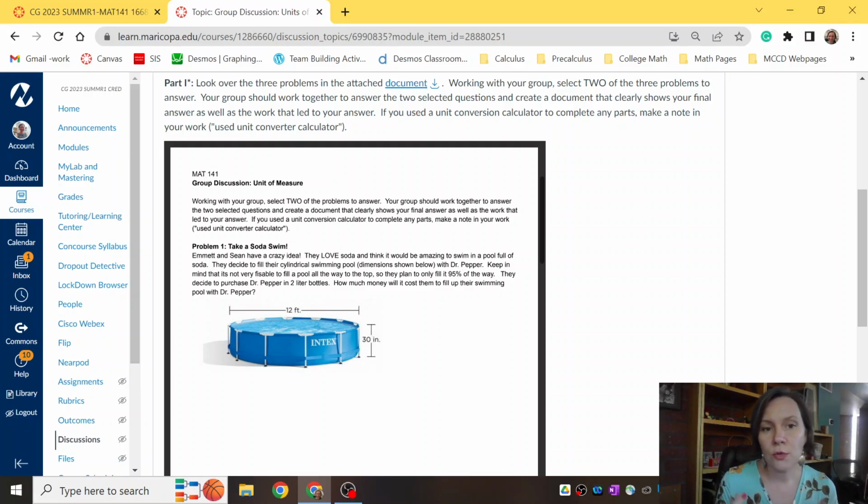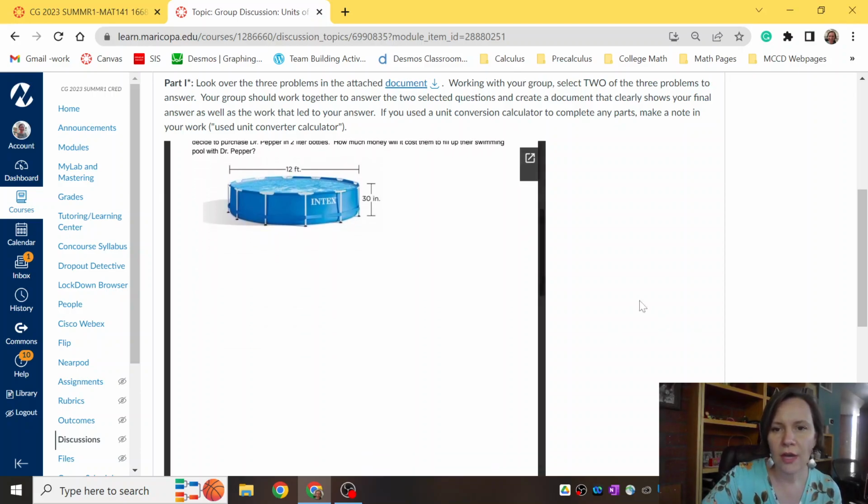So you're going to pick two of these problems to complete with your group. You discuss how you want to do it, working together. Maybe you each work on them separately and then compare your answers, but you need to work on some sort of strategy in which problems you want to do.